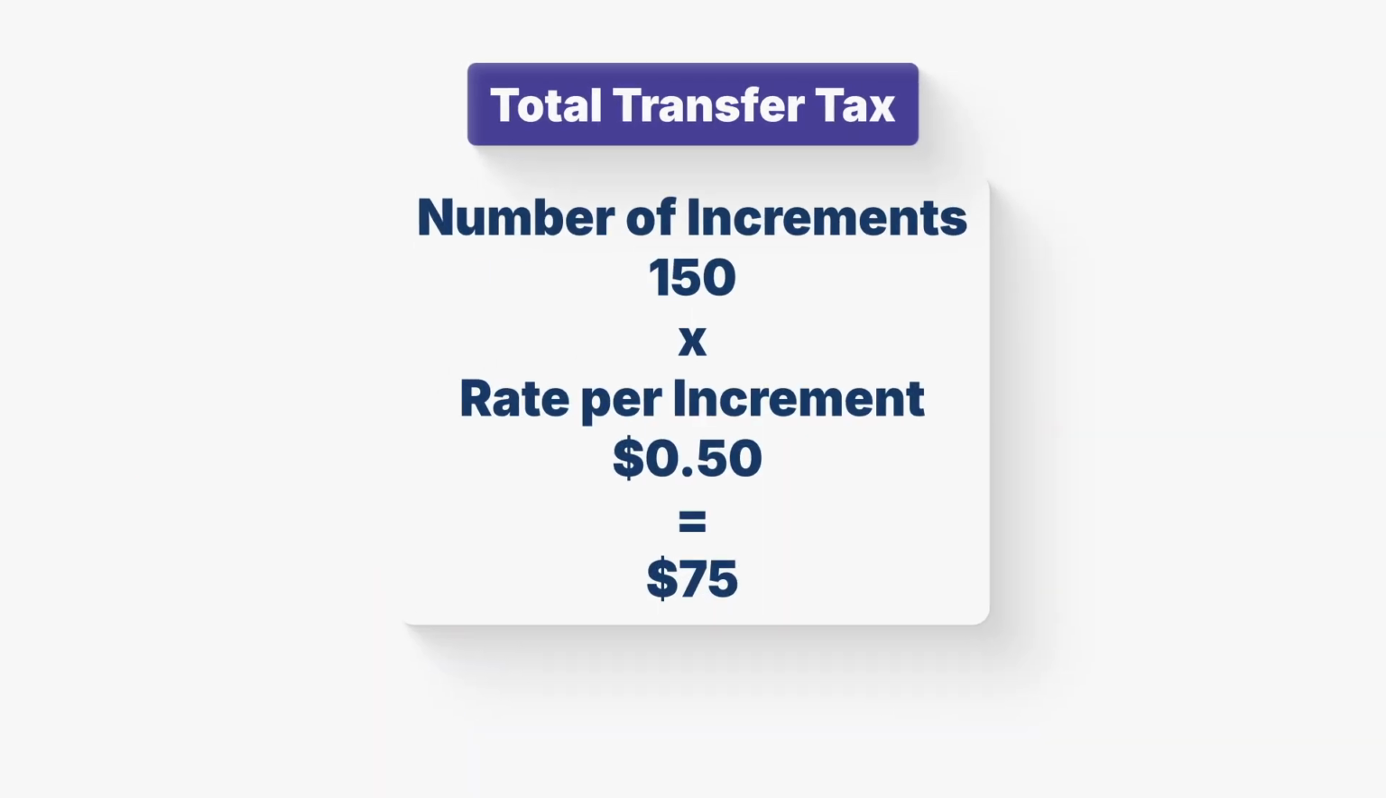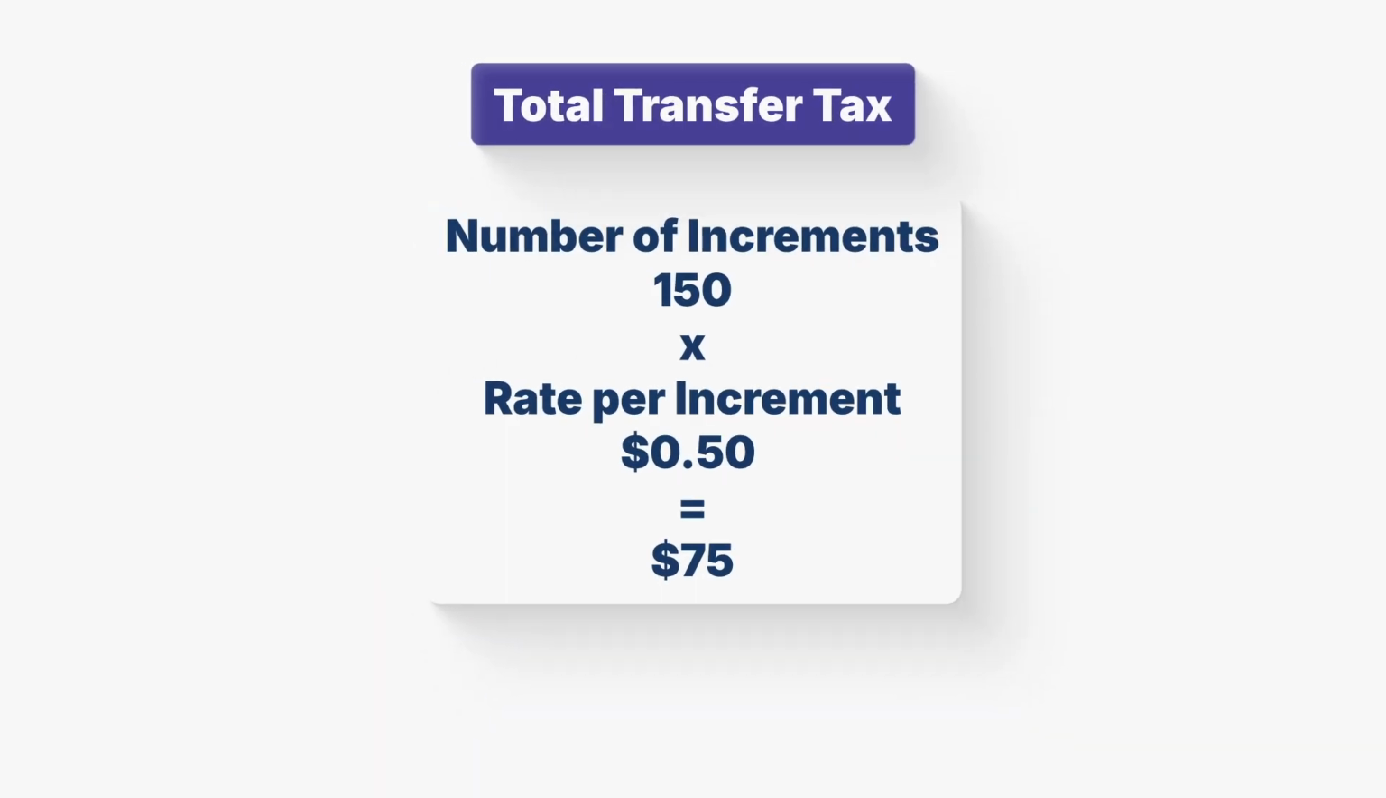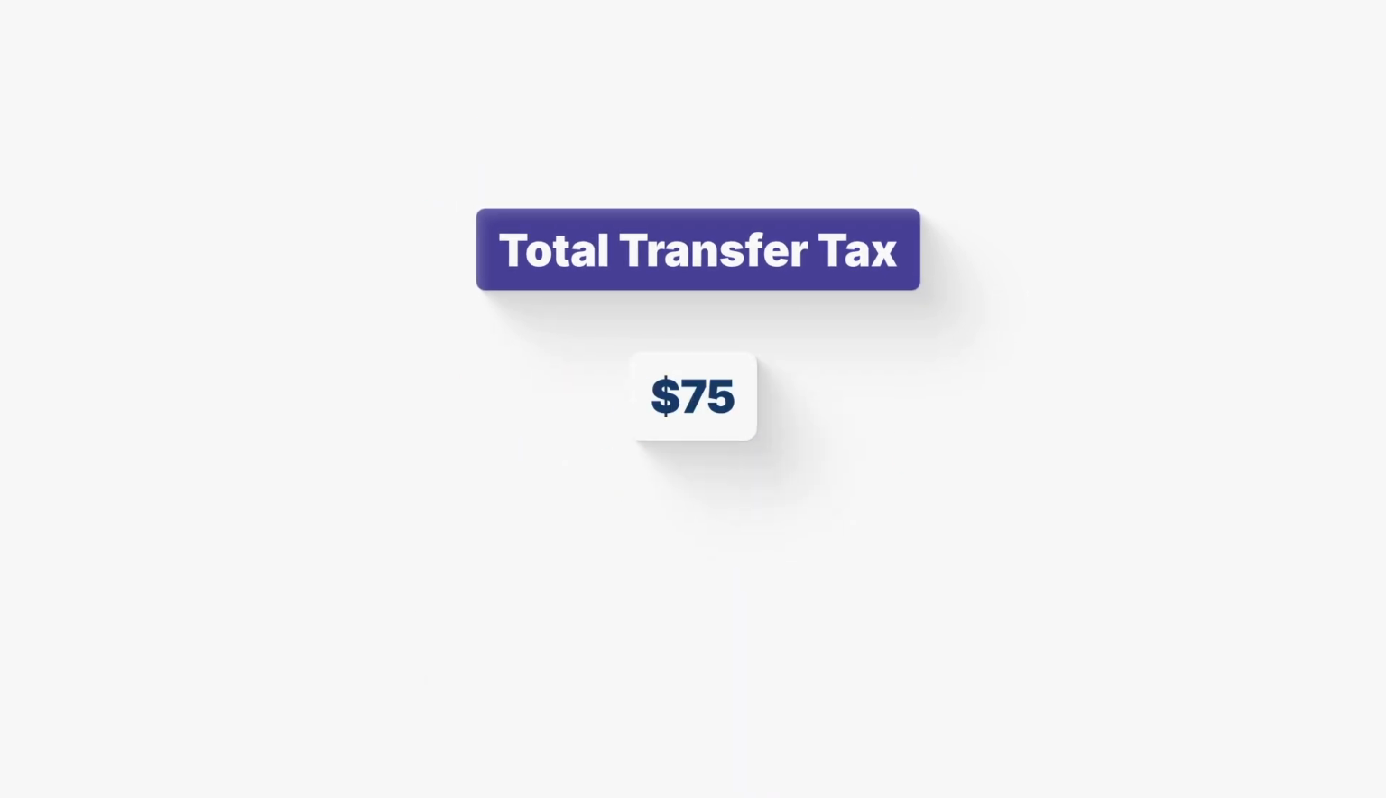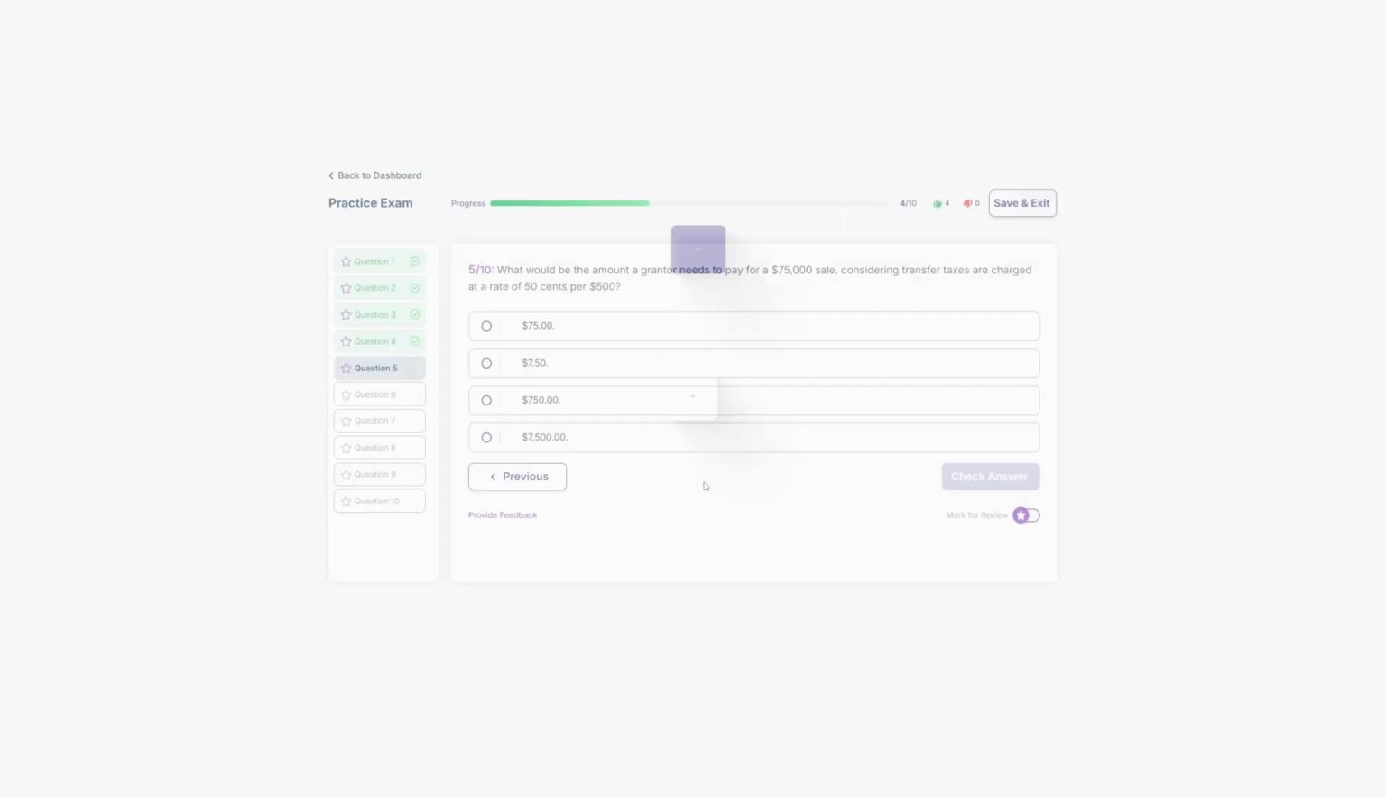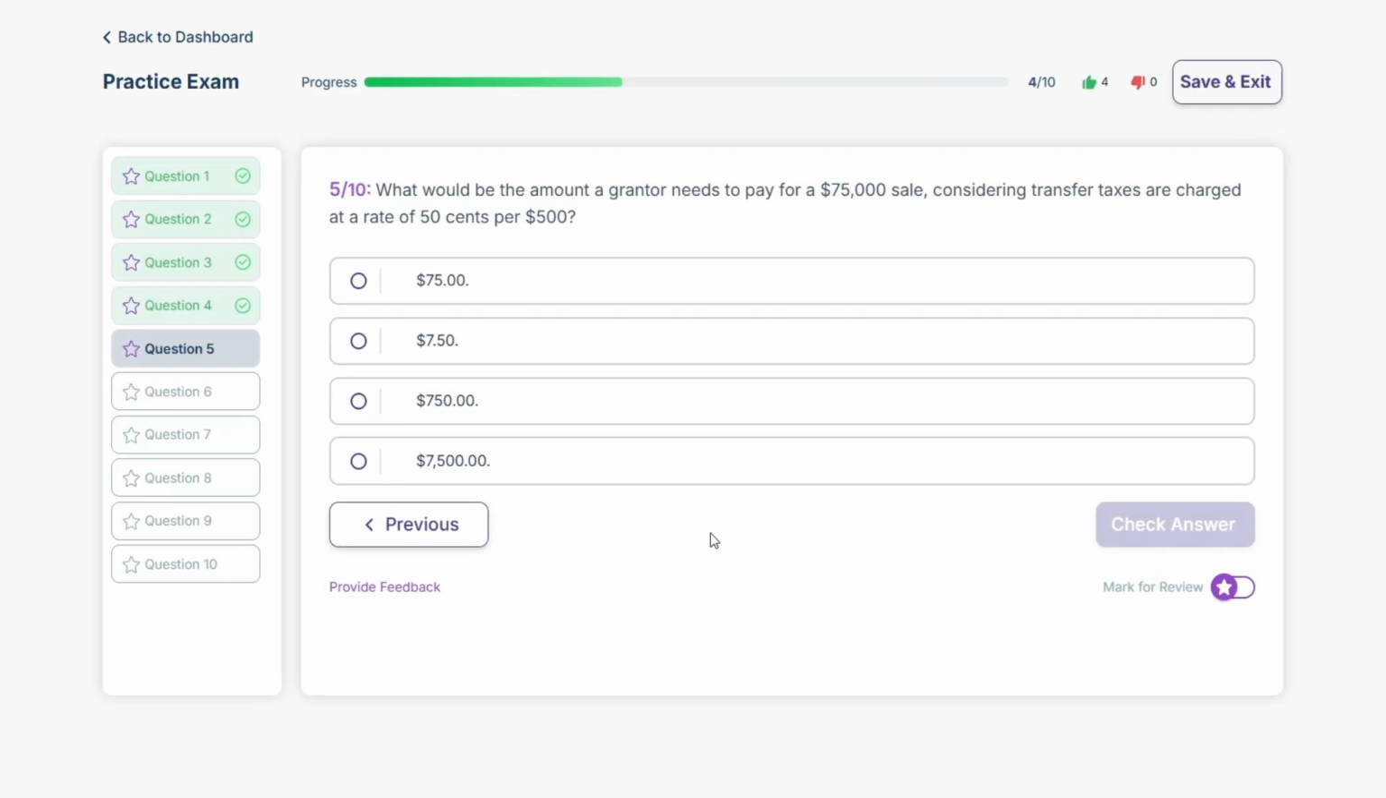And to finish, calculate the transfer tax. You multiply the number of increments by the rate per increment. In this case, we have 150 increments, and the rate per increment is 50 cents. So you multiply 150 by 50 cents, which equals $75. This is the total transfer tax. The grantor would need to pay $75 for the transfer taxes on the $75,000 sale. The correct choice is A.